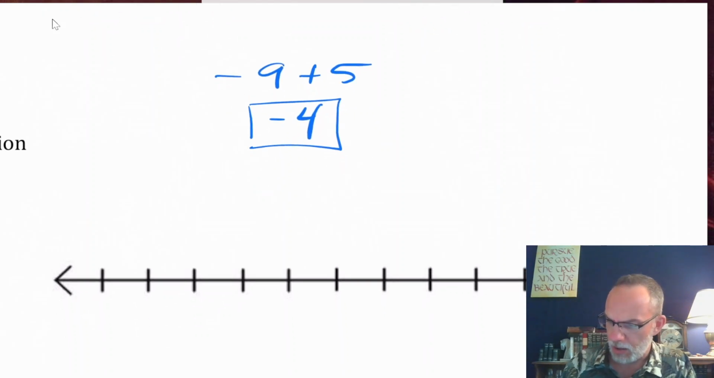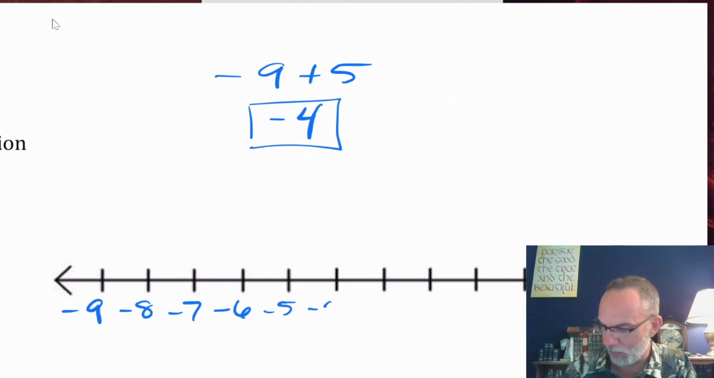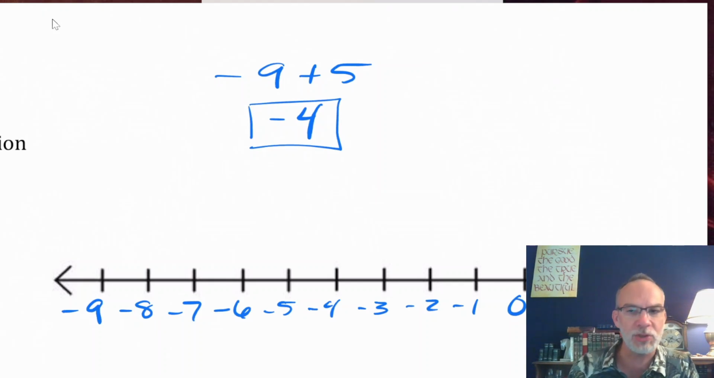So let's see here. Let's make this -9 right there. And then if we count to the right where the numbers are getting larger, which means they're going towards 0, which would be -8, I can't count. Don't tell anybody. -7, -6, -5, -4, -3, -2, -1, 0. There's positive 1. Ta-da!